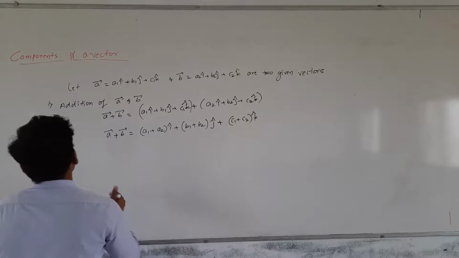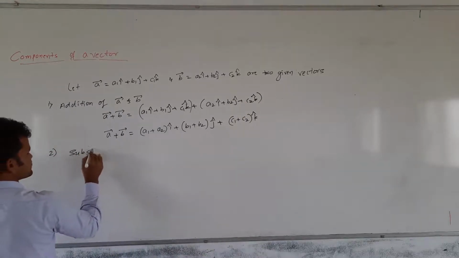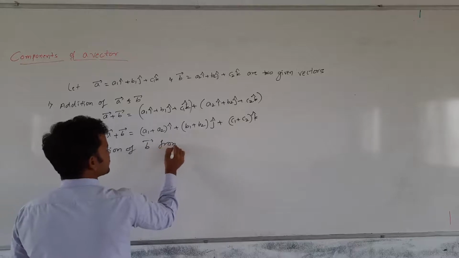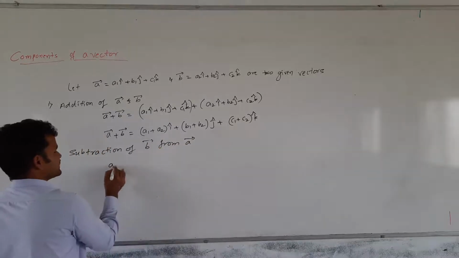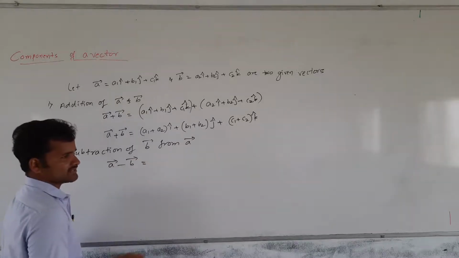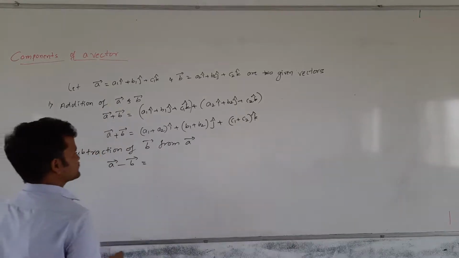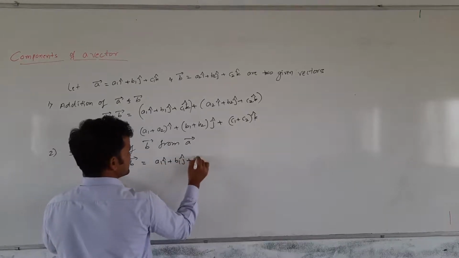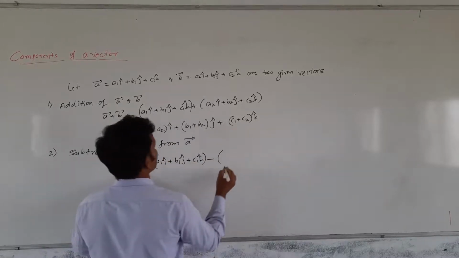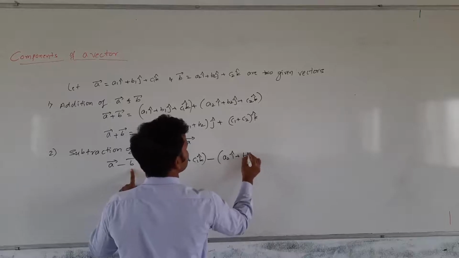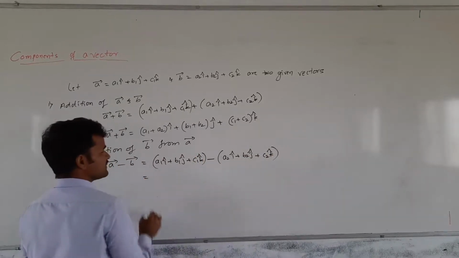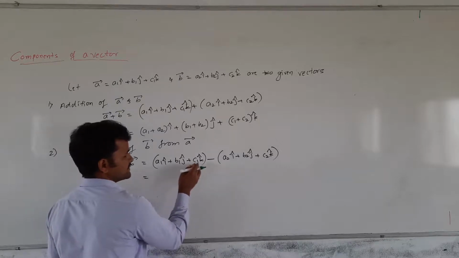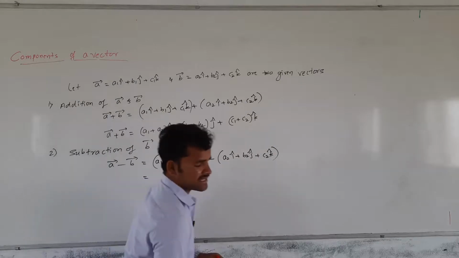In the same way, subtraction of vectors. Subtraction of vector B from vector A I am doing here. That means I am taking vector A minus vector B. In the same way, we can try with vector B minus vector A also. What is vector A? Vector A is A1 i plus B1 j plus C1 k. We are subtracting the vector B, that is A2 i cap plus B2 j cap plus C2 k cap. This minus will get multiplied to all the terms. I can write here, this is A1 into i cap plus B1 into j cap plus C1 into k cap minus A2 into i cap, like that we can write.